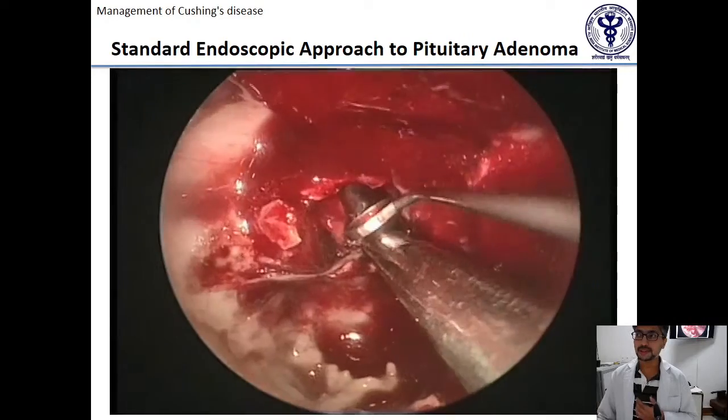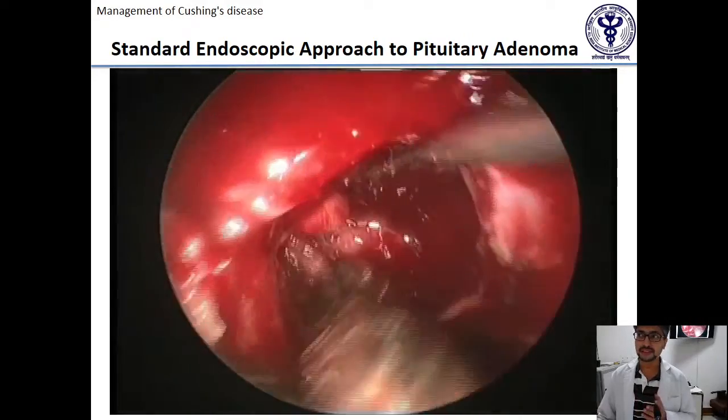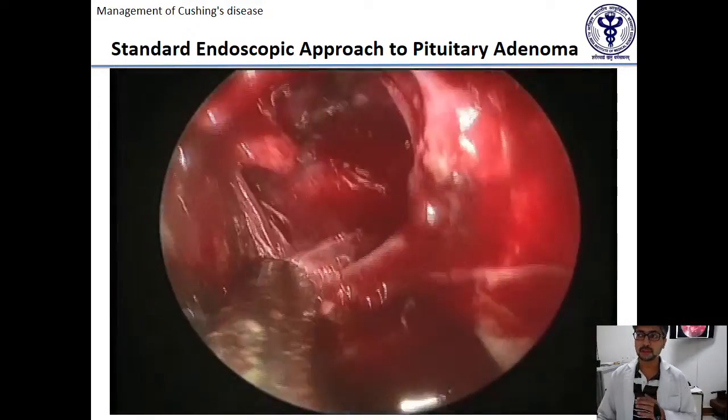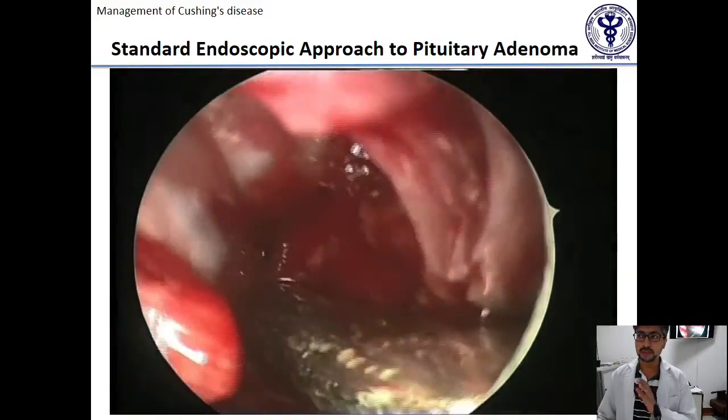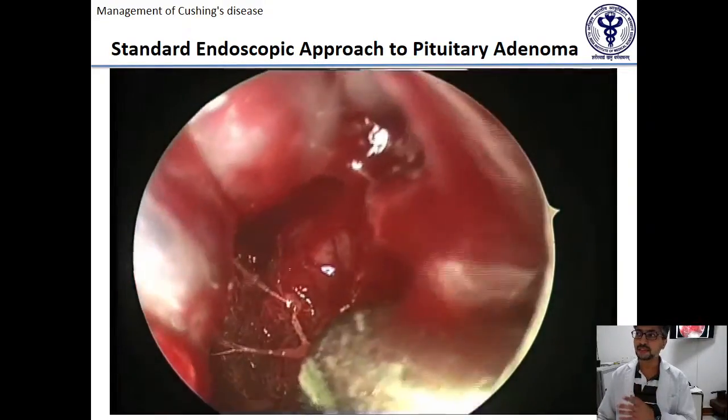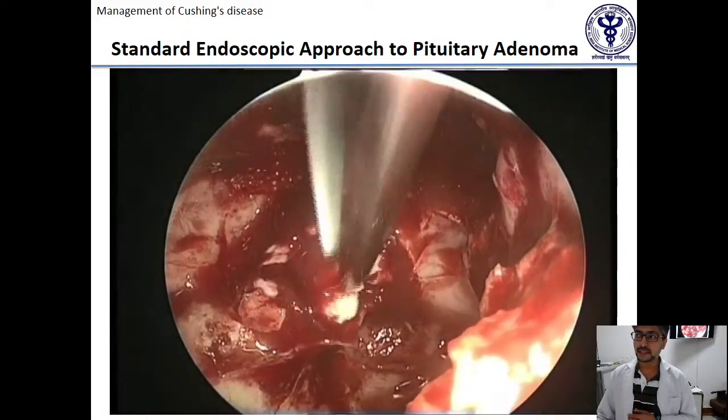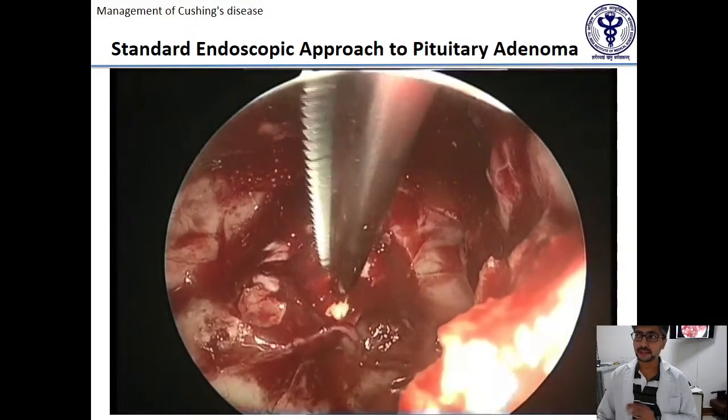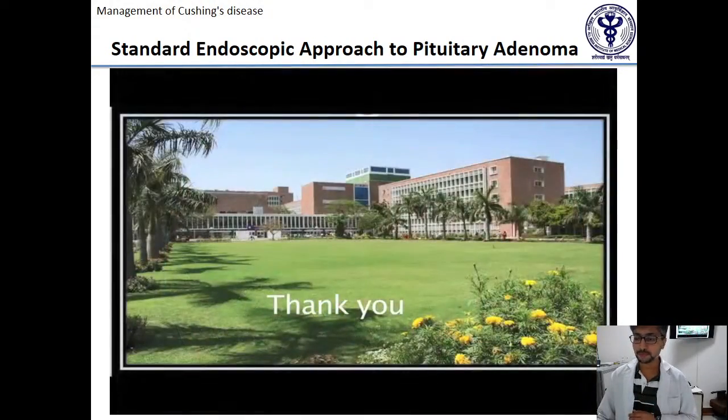There is always a brisk bleeding from the cavernous sinus that can be very well controlled with the use of gelfoam and simple tamponade. You can see the cavernous sinuses on both sides, and there was no intraoperative leak in this case, and hence the fat wasn't inserted here.